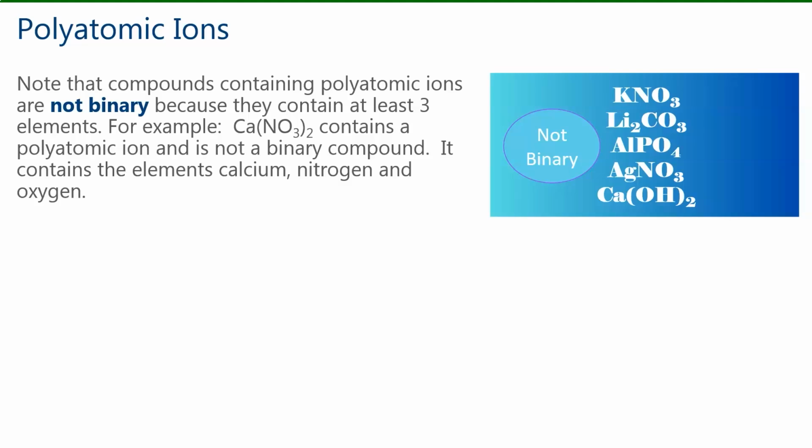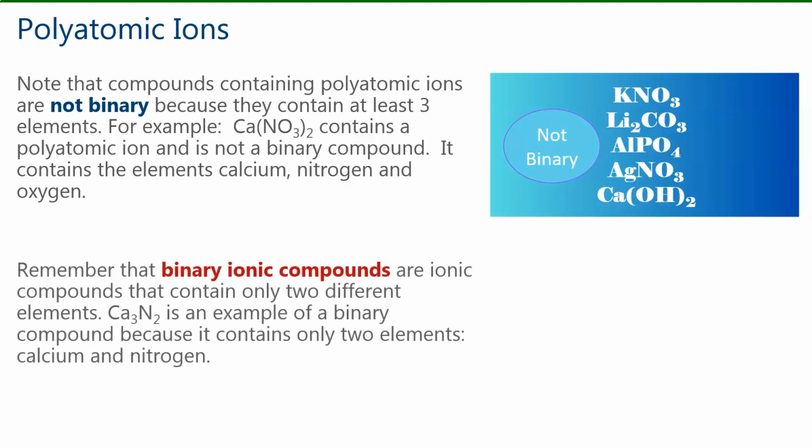All of these contain polyatomic ions. Our first one is potassium nitrate, so it has the elements potassium, nitrogen, and oxygen. Our next one is lithium carbonate. It has lithium, carbon, and oxygen. Next, we have aluminum phosphate. It has aluminum, phosphorus, and oxygen. Silver nitrate has silver, nitrogen, and oxygen. And then we have calcium hydroxide, which contains calcium, oxygen, and hydrogen.